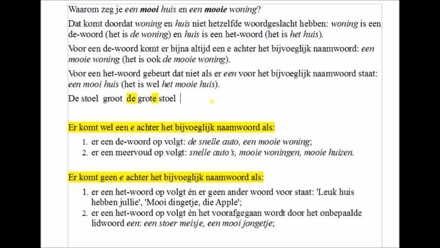So we add an E here. Another example, "de tafel", the table. I want to say small, and small is "klein" in Dutch. So I say "de kleine tafel". I add this e here because it's a de word, like here, "de kleine tafel".